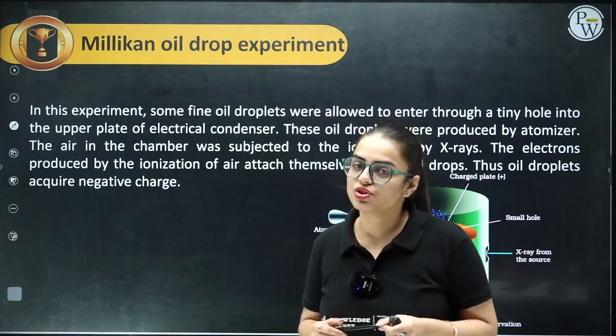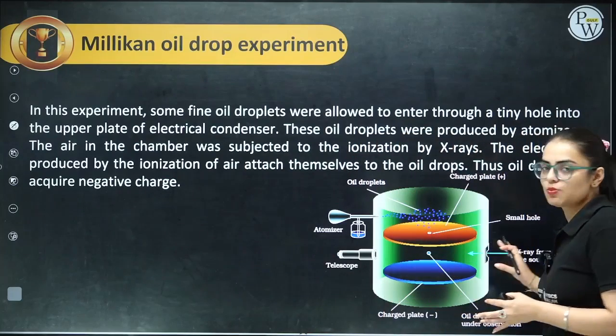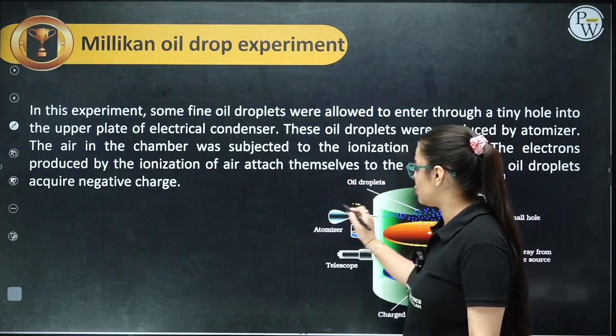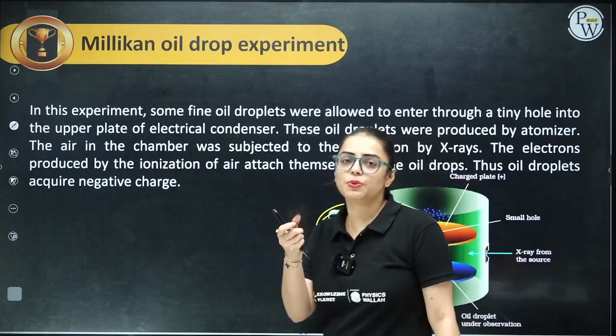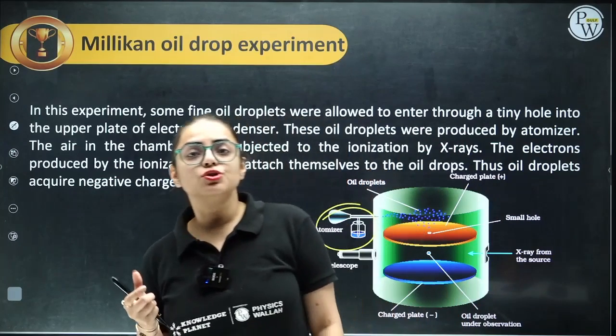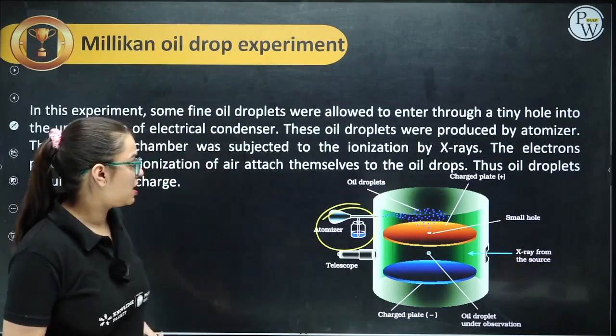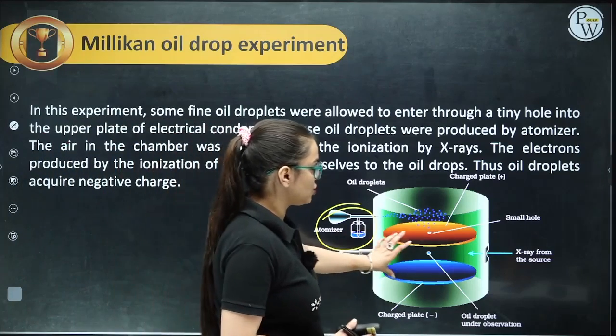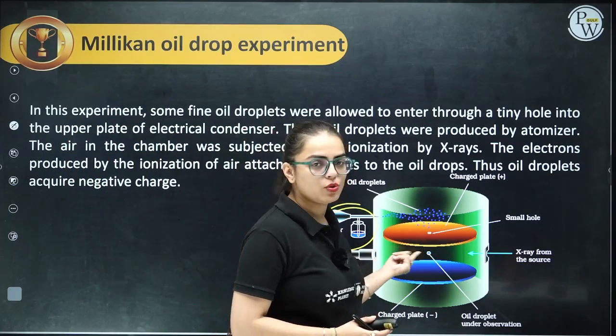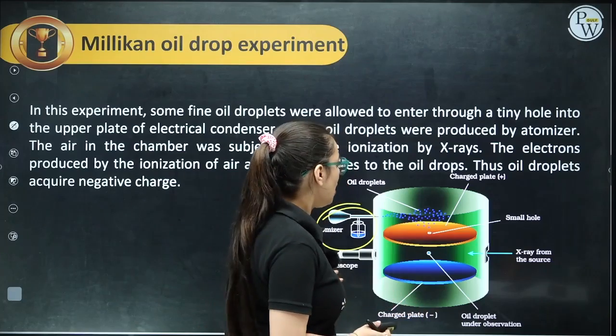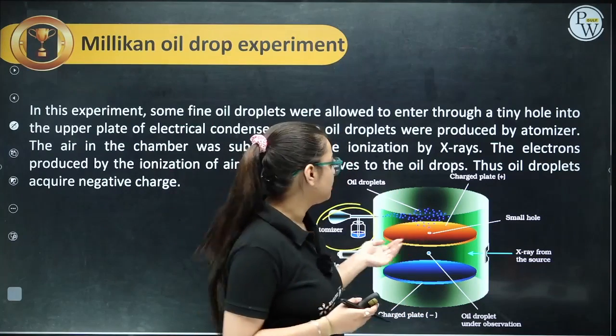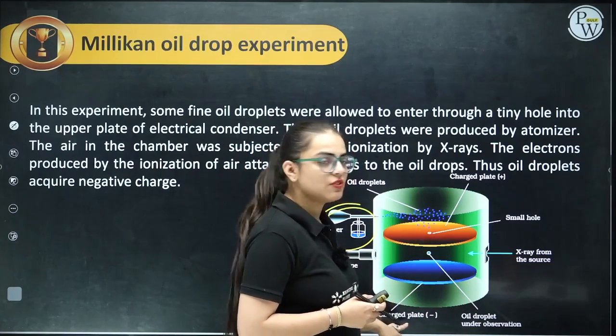How did we calculate the charge? Basically, in this particular experiment, what have we taken? We have taken an atomizer. Now we are going to spray the oil droplets from the atomizer. Now we do have two plates over here. One is this plate which has a small hole, just like a perforated anode. Okay, just similar to that I'm saying. Now we have this plate which is negatively charged.